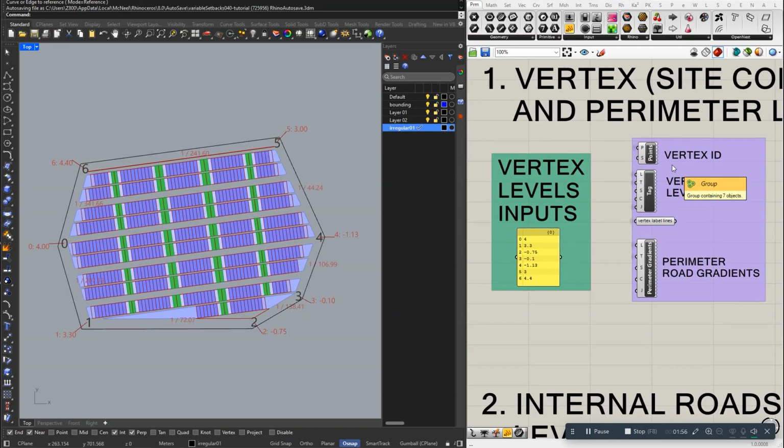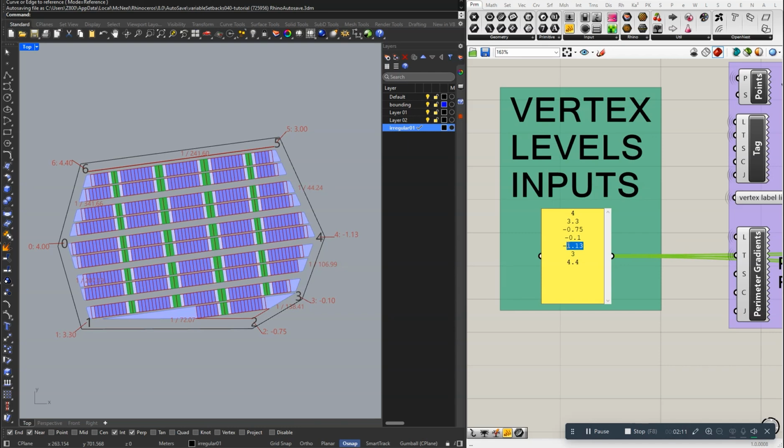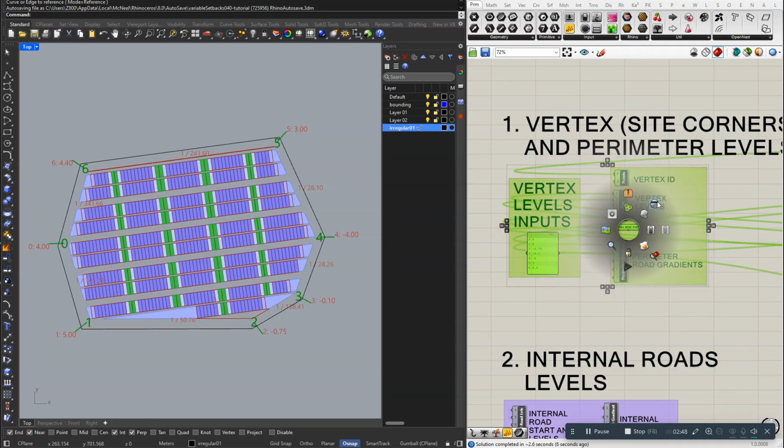So the vertices will depend on the shape of the site. The more bends, the more vertices. In this case, we only have 7. I'll demo a bit by manipulating the values here. And as you can see, the gradients and the values all update. I'll turn this off so that we can focus on the next section.